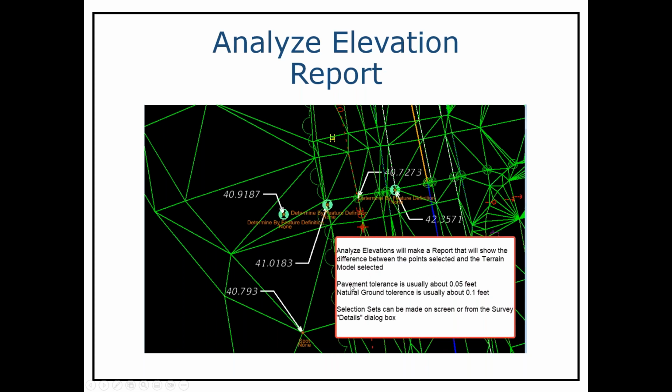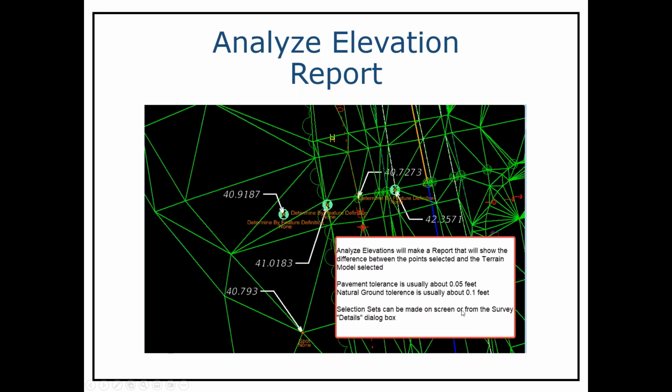It doesn't have to be a check section point, it can be any point. So you can select a point and then compare it against the terrain model. Very easy way to do that. I know design must do that all the time. Pavement tolerances are usually set to about 0.5 feet. Natural ground is around 0.01. So when you select that analyze report, it's going to ask you for a tolerance.